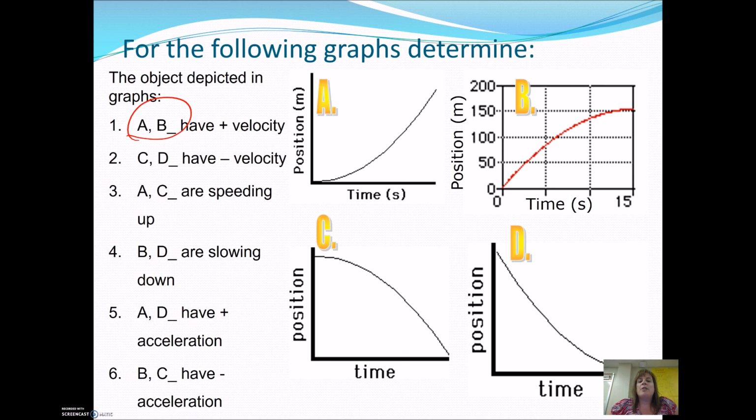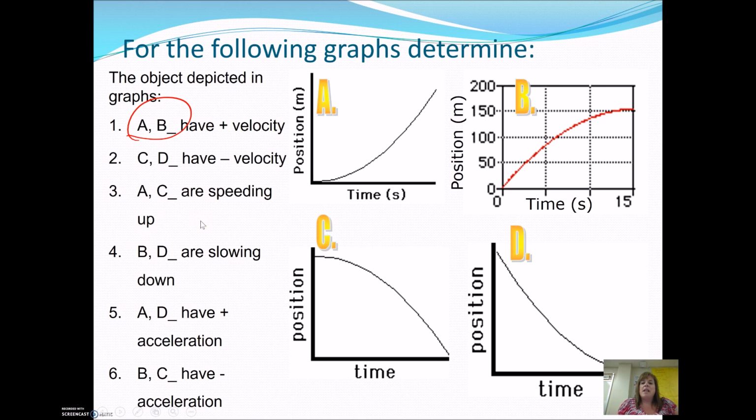In order for an object to have positive velocity, that means on a position versus time graph, I have to have positive slope. Now, I know these slopes are changing, but if you look at A and B, you'll notice that they're slanted up. Even if you took a tangent line, the line would still have a positive slant to it. So that would be a positive velocity. For number 2, it asks which have a negative velocity. Hopefully you said C and D, because if you look at the slope, even though it's changing for C and D, those have negative slopes.